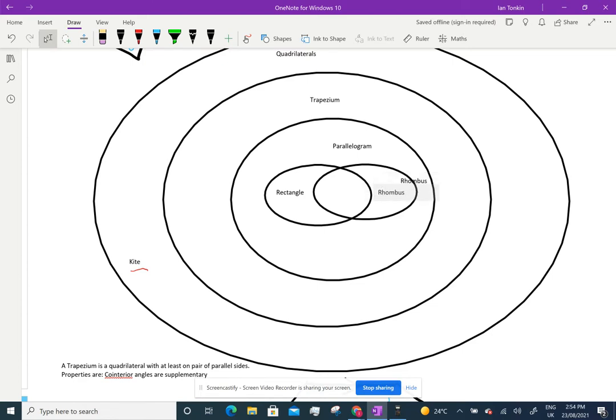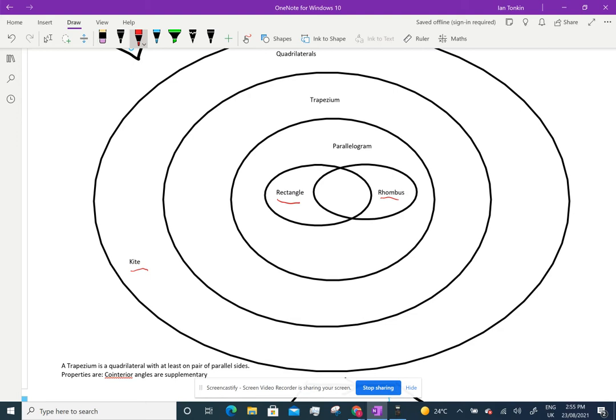Well, let me grab it there. Right. So, because the parallelogram is in the trapezium circle, well, it inherits all the properties of that. And because the rectangle is wholly within the parallelogram circle, it inherits all the properties of the parallelogram. And because the rhombus is in the parallelogram circle, it inherits all the properties of the parallelogram.